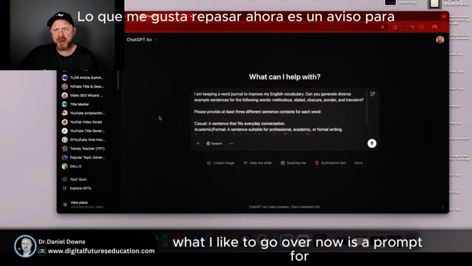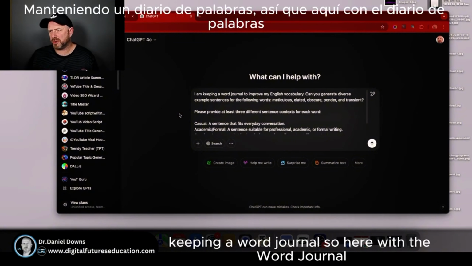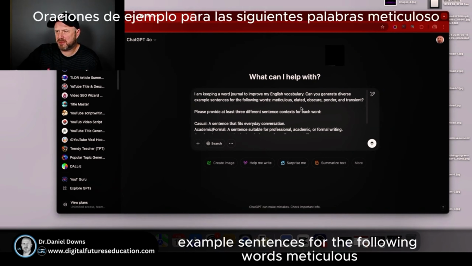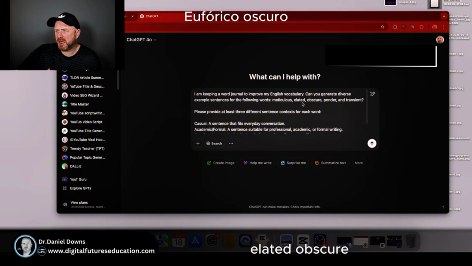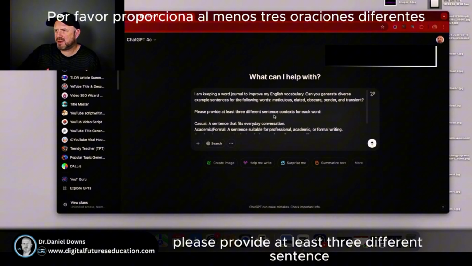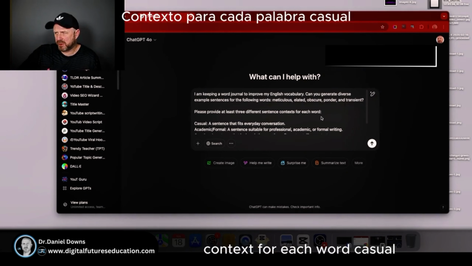What I'd like to go over now is a prompt for keeping a word journal. So here with the word journal: I am keeping a word journal to improve my English vocabulary. Can you generate diverse example sentences for the following words? Meticulous, elated, obscure, ponder, and transient. Please provide at least 3 different sentence contexts for each word.